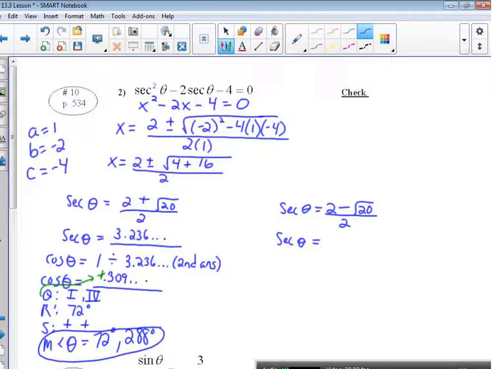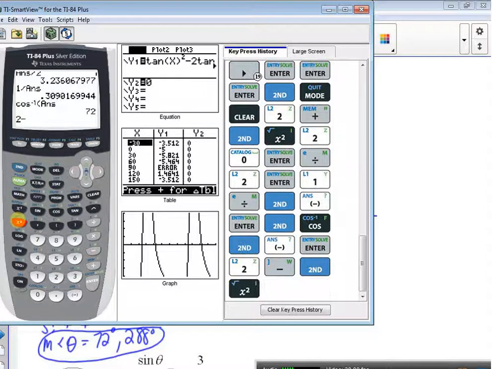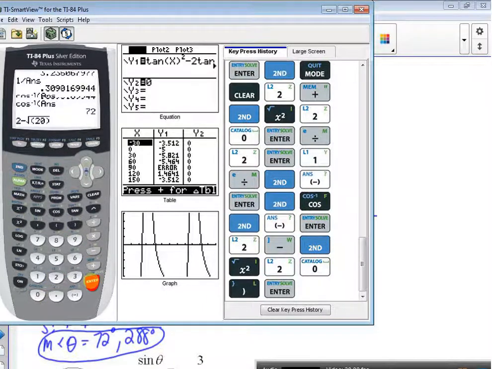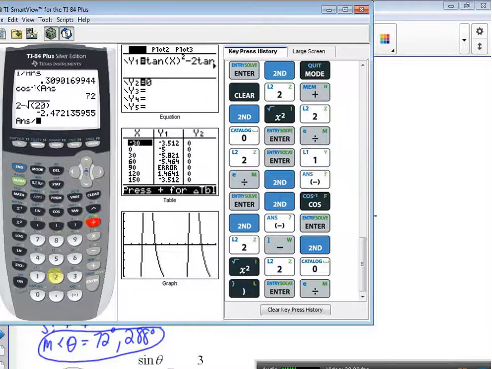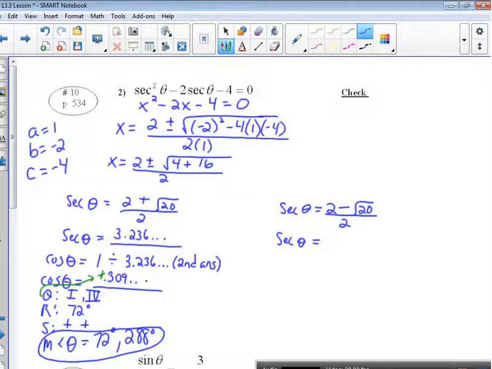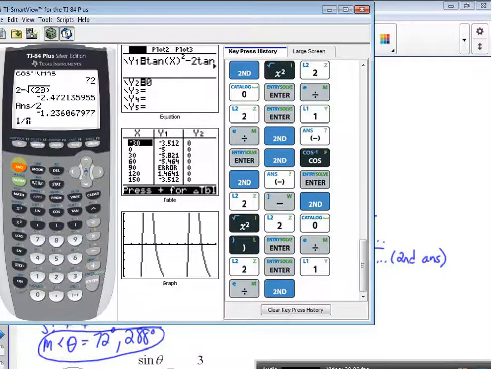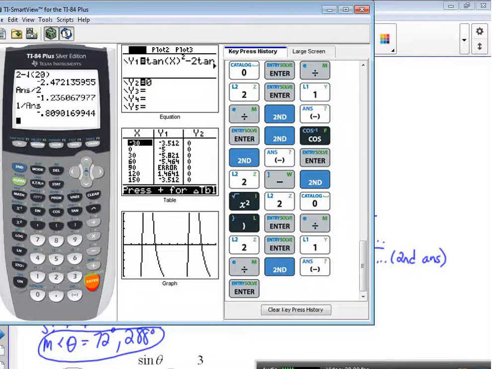Let's go to the other side. So let's go to the calculator and get a decimal. So 2 minus the square root of 20 divided by 2. So negative 1.236. So to get the cosine of that, I'm going to do 1 divided by negative 1.236, which is really just going to be second ans. And negative 0.809.